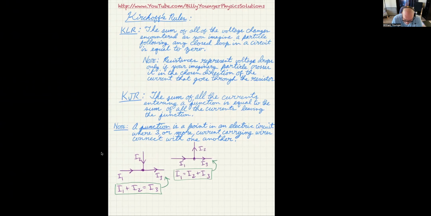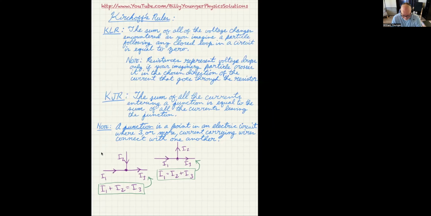So you have I1 by itself on the left-hand side, but you have I2 and I3 leaving the junction. So you have I1 is equal to I2 plus I3. Or in a more general sense, here's a bigger example.